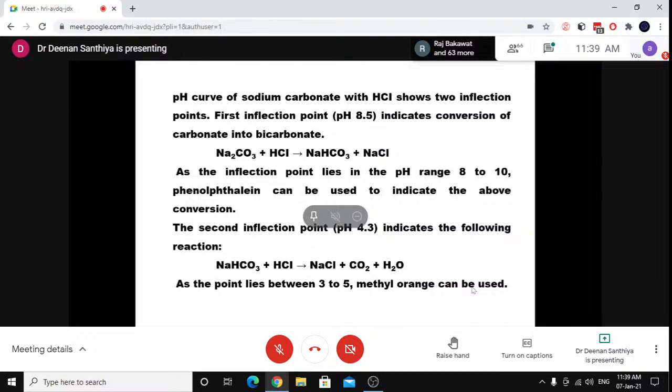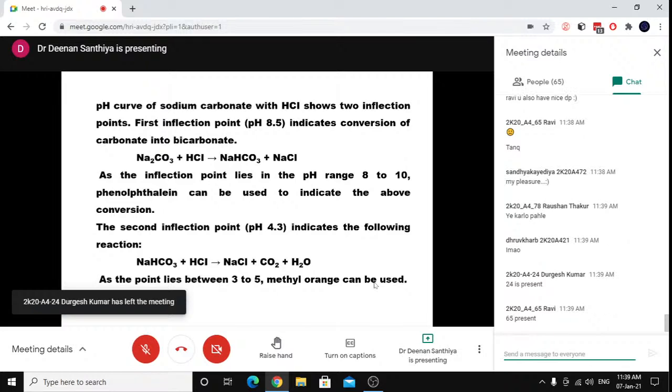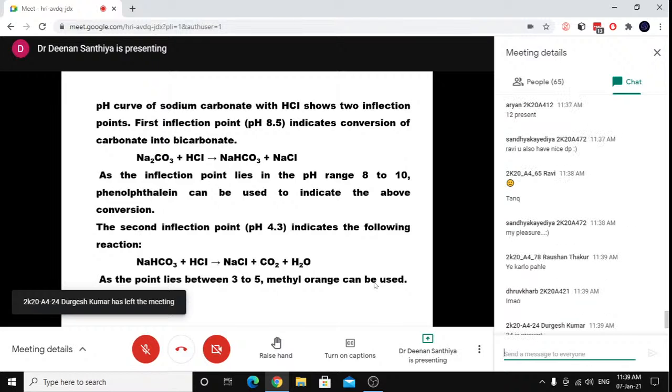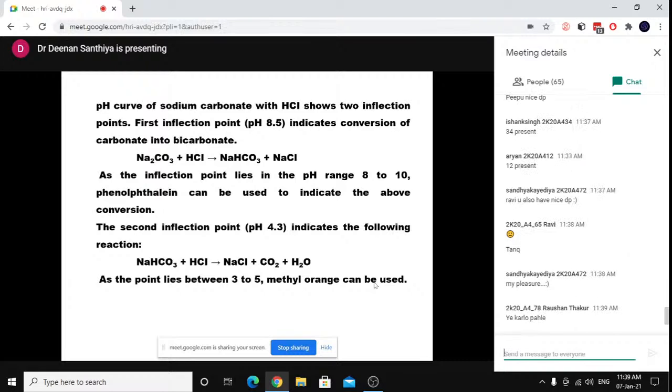So this is how we choose the indicator. For strong acid, strong base, methyl orange. For weak acid, strong base, it can be phenolphthalein. For weak base and strong acid, methyl red and methyl orange. For weak acid and weak base, there is no indicator. Fine?